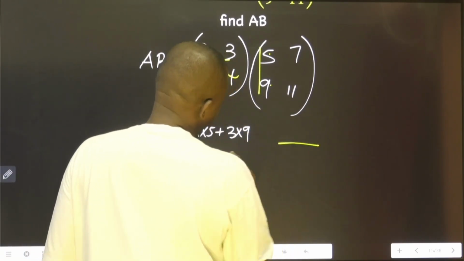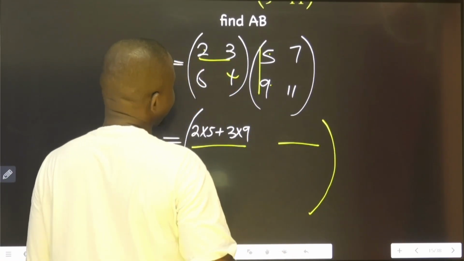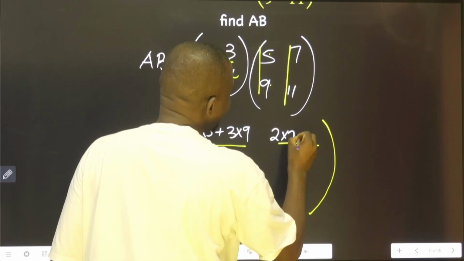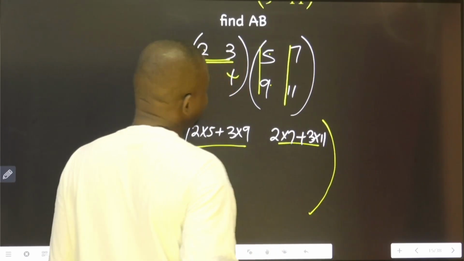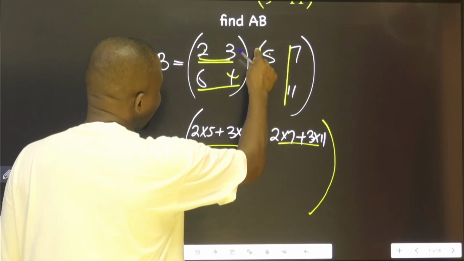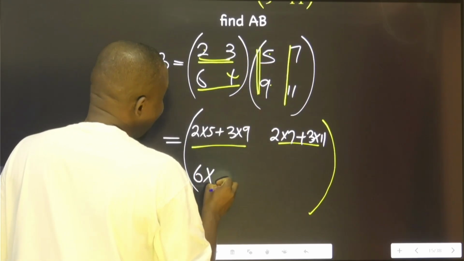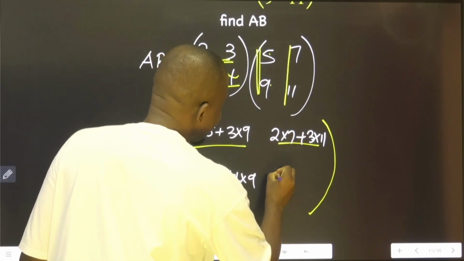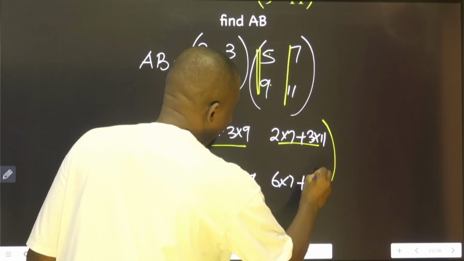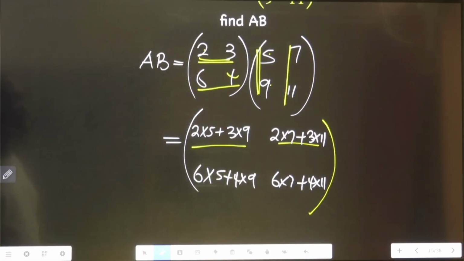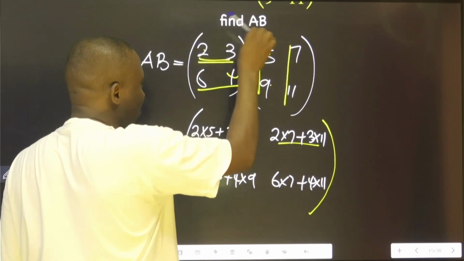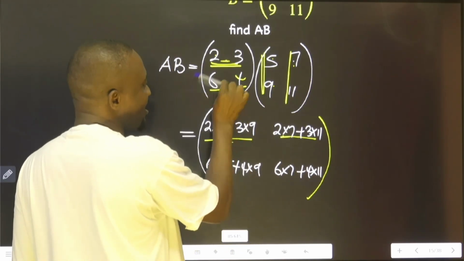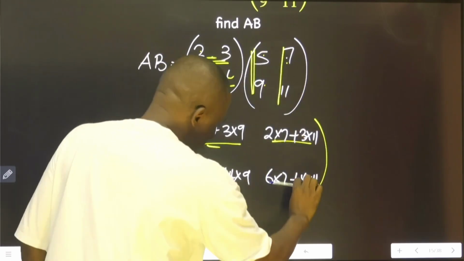We want to get this location. Just as we have gotten this place, now we want to get here. That is this again multiplied by this. That is 2 multiplied by 7 plus 3 multiplied by 11. After that, we use this to multiply this. That is 6 multiplied by 5 plus 4 multiplied by 9. You know what to do here now? That is 6 multiplied by 7 plus 4 multiplied by 11. Okay, this multiplied by this gives us this, this multiplied by this gives us this, we get here, this multiplied by this, get here.